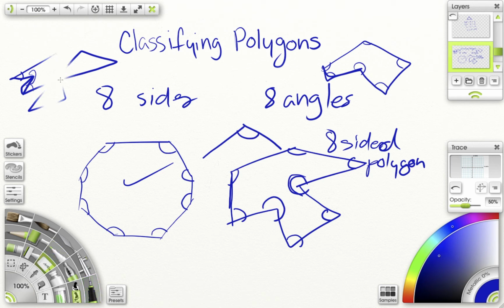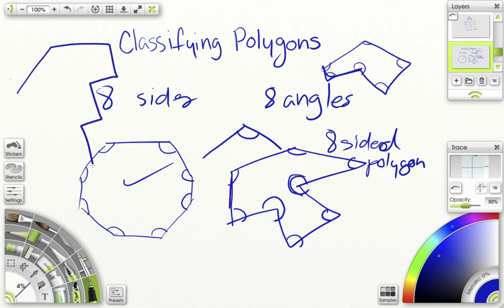So when you're drawing these kinds of shapes, when you're classifying these types of shapes, usually they have to be open, as in you can draw whatever lines you like, but the lines can't cross over one another. So then you are trying to have the same number of angles as you would sides.